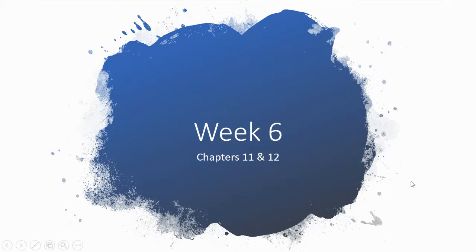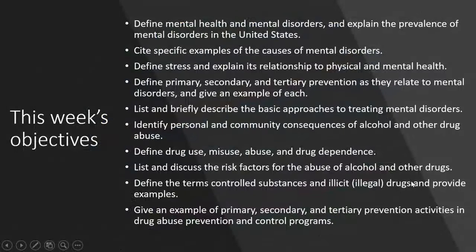This week we'll be covering chapters 11 and 12. The objectives for this week are as follows. You will be defining mental health, mental disorders, and explain the prevalence of mental disorders in the United States. You will be able to provide some of the causes of mental disorders. Additionally, you'll be able to define stress and how it impacts our physical and mental health, as well as talk about some of the prevention methods in terms of primary, secondary, and tertiary for mental disorders. You'll be able to also list and describe the approaches to treating mental health disorders.